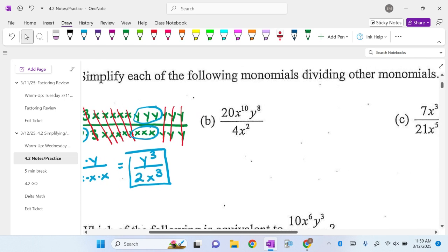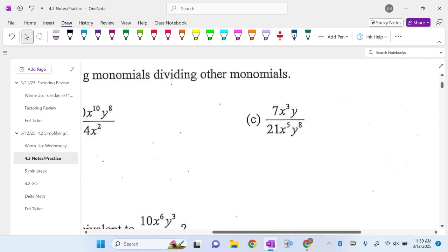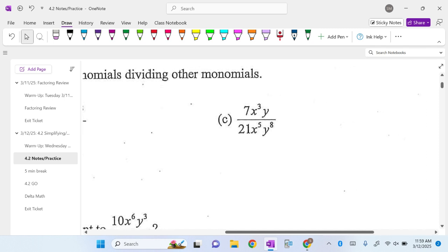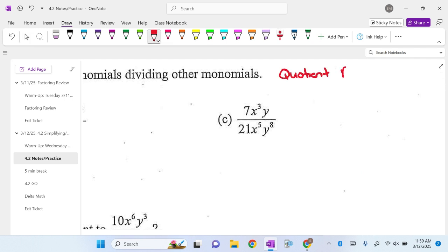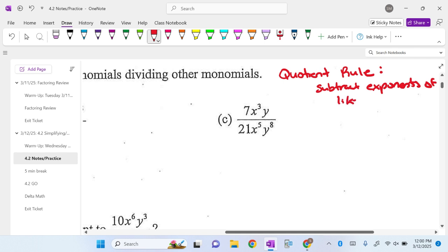So let's try another one. Let's try letter C. So letter C, I'm just going to do the exponent rule, which remember the exponent rule is called the quotient rule, meaning you can subtract exponents of like bases when dividing. All right. So let's just do my simplifying.